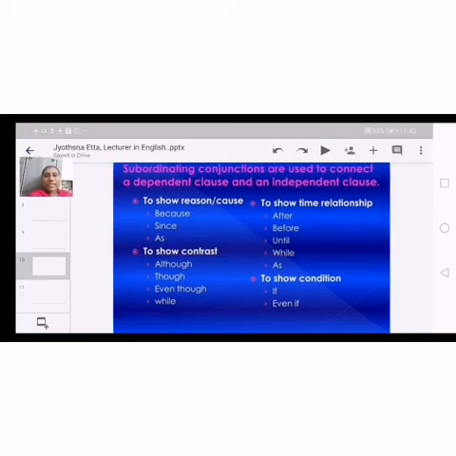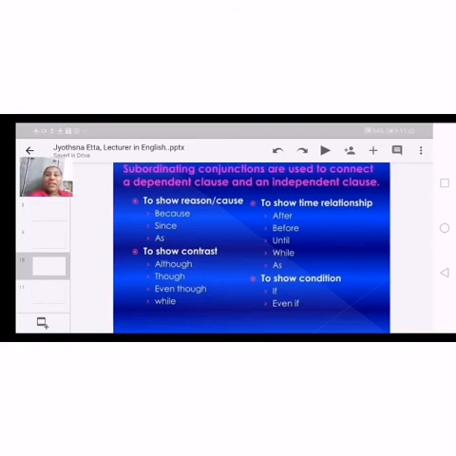And next, here are some conjunctions. Okay, subordinating conjunctions, when we use them and how to use them. For example, to show the reason or cause, we use because, since, as. Okay, we use these three conjunctions to show the reason or cause, due to also, due to, in spite of, etc. And next, to show the contrast.